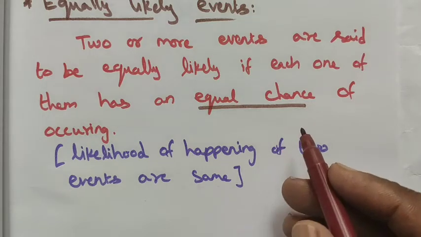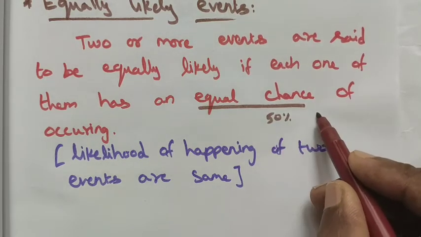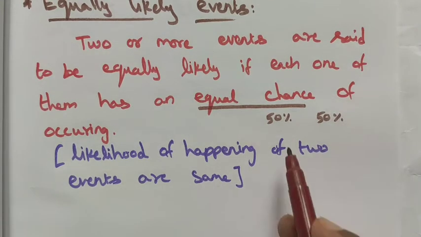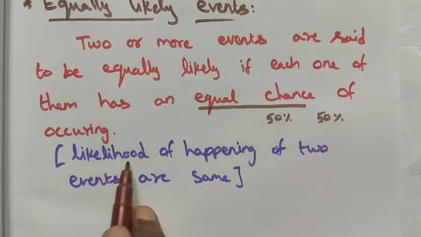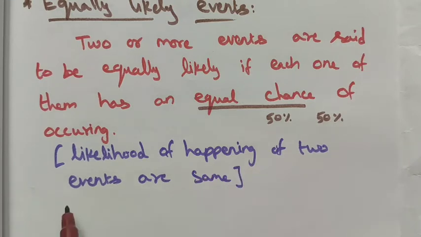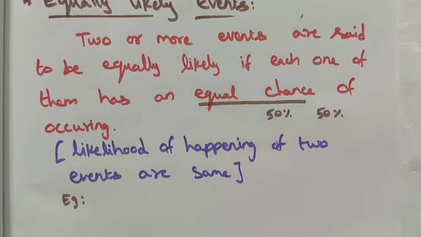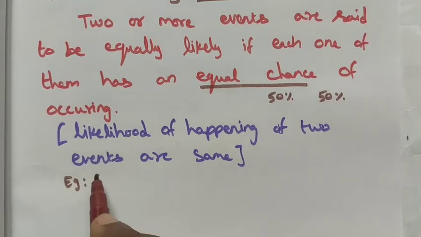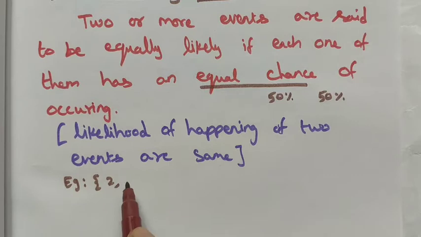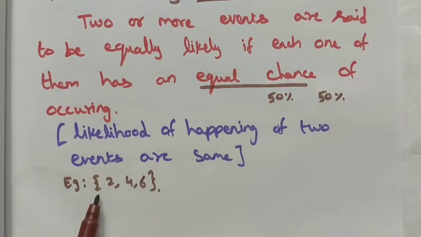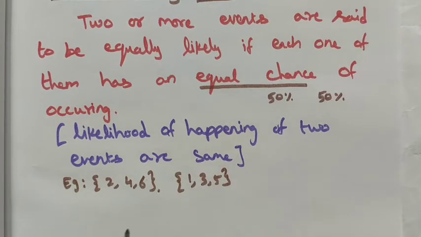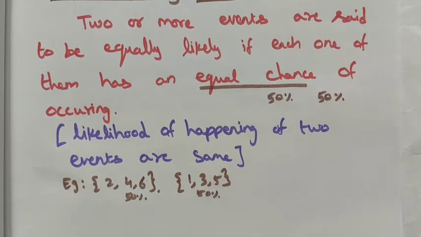That is, equal chance of occurring means if one event gets 50%, the other event also gets 50%. That is equally likely events. The likelihood of happening of the two events is the same. Here we take an example. In one event, I get an even number on a dice, that is 2, 4, 6. In another event, I get an odd number, that is 1, 3, 5. This is 50% and this is 50% in the total sample space. This equal chance of occurring is called equally likely events.